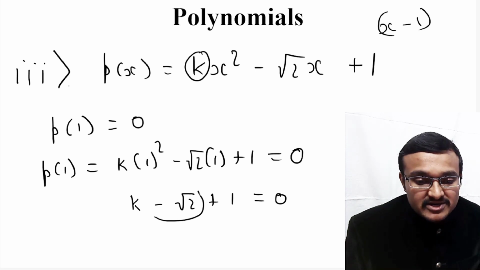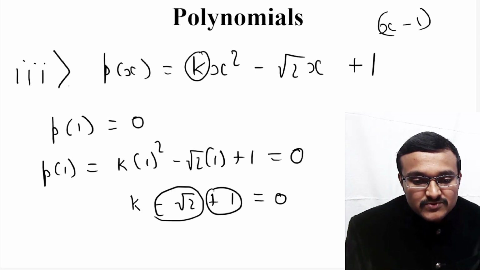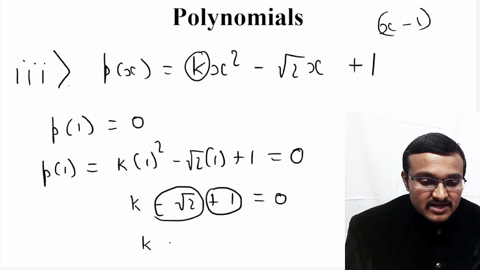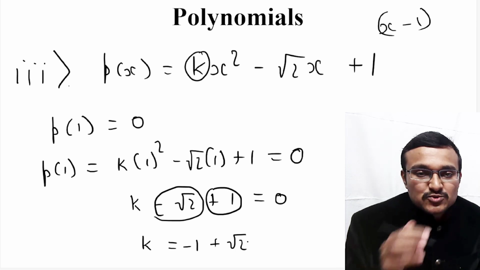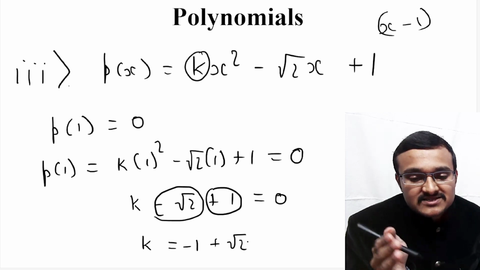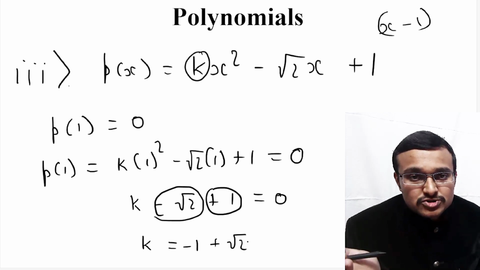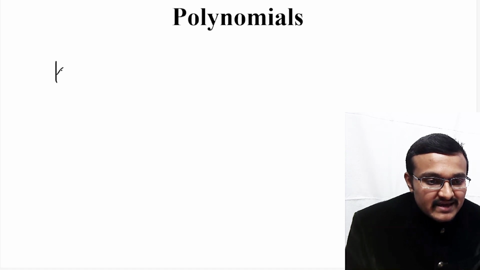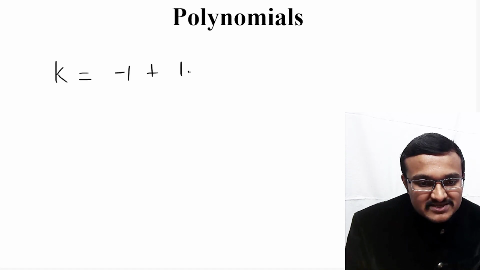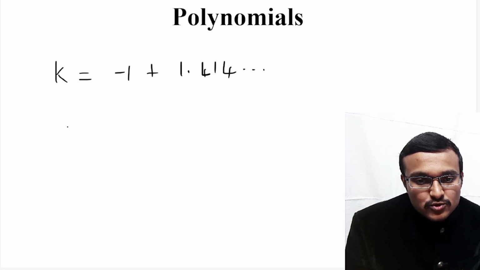So now you can take this particular minus root 2 and plus 1 to RHS. So k is equal to 1 minus 1 plus root 2, because when minus root 2 goes to RHS, it becomes plus root 2, and plus 1 when it goes to RHS becomes minus 1. So here k is equal to minus 1 plus root 2, which is nothing but 1.414, and it goes on like this.